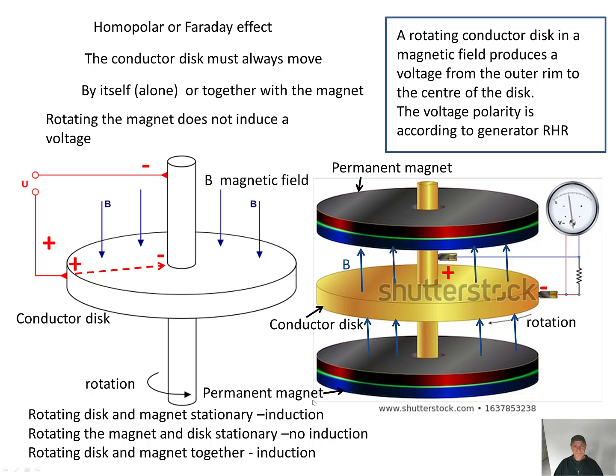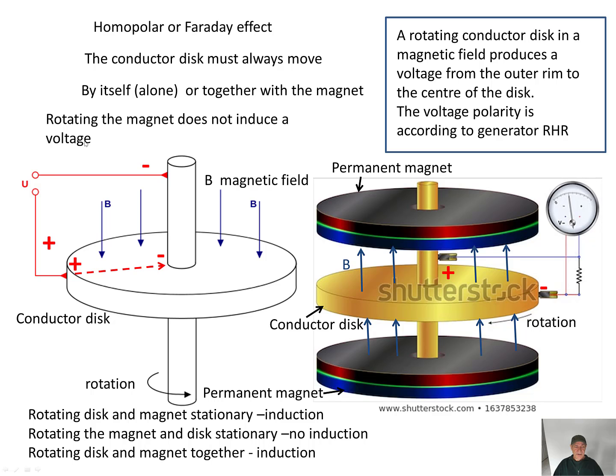Effect, the conductor disc must always move by itself, alone, or together with the magnet. In other words, in order to have induction, the conductor must always move, no matter how you combine it. Rotating the magnet does not induce a voltage. In other words, if you leave the conductor stationary, it will not induce a voltage.